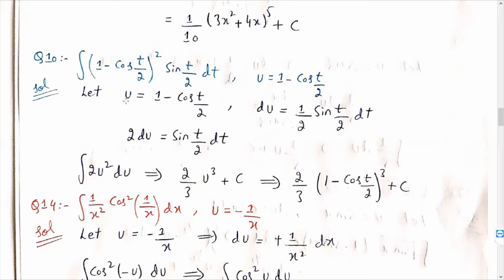on both sides, du equals 1 by 2 sine t by 2 dt. Sine t by 2 dt is part of the integrand. So moving to the left side, I am getting 2 du equals sine t by 2 dt. Doing substitution here, 2u square du, taking 2 out of the integrand, I am getting 2 integral of u square du. Integral of u square is u cube by 3. So 2 by 3 u cube plus c. Doing that substitution here, I am getting this expression.